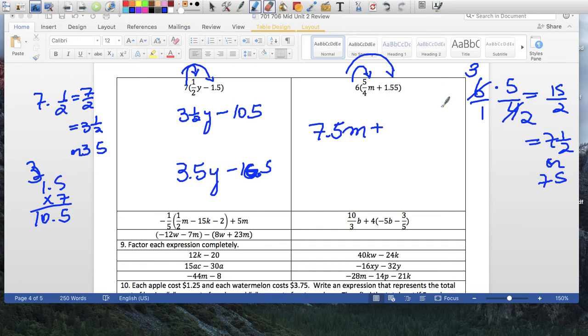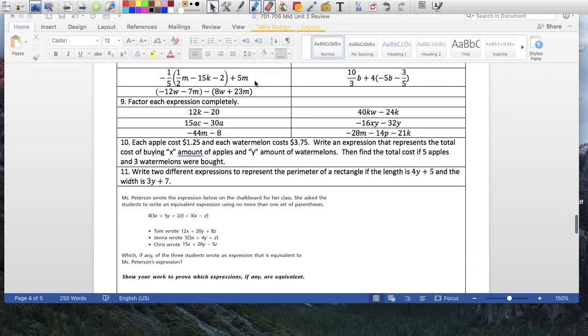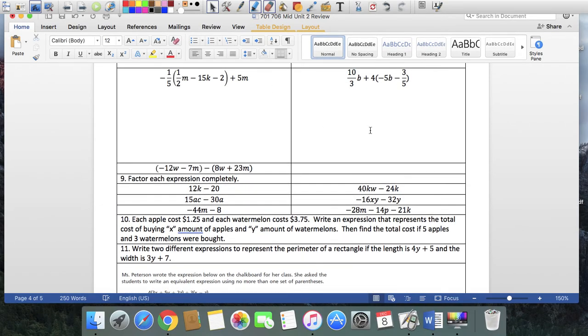I will use my calculator because it's way too early for me. It's 8:33. 1.55 times 6, that's going to give us 9.3. That was ridiculously easy. Too simple. Again, we're just practicing our skills here.